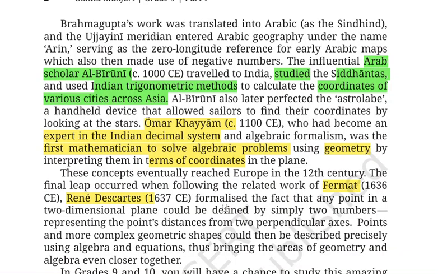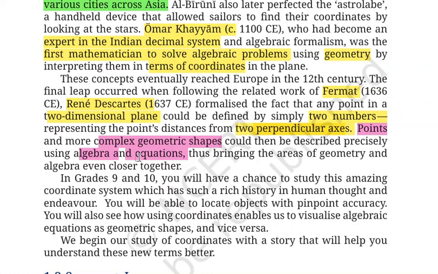So, any point in a two-dimensional plane, if you have to describe it, can be defined by simply taking two numbers representing the point's distance from two perpendicular axes. Then by using algebra and equations, it was easy to describe points or any more complex geometric shapes.